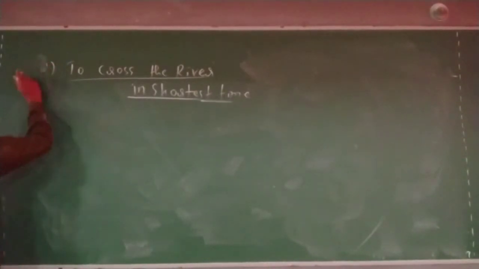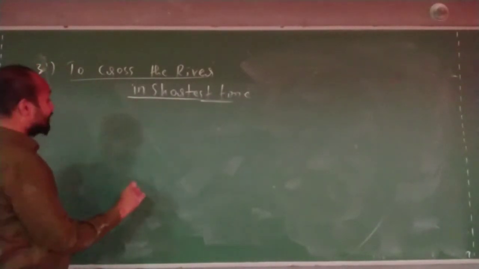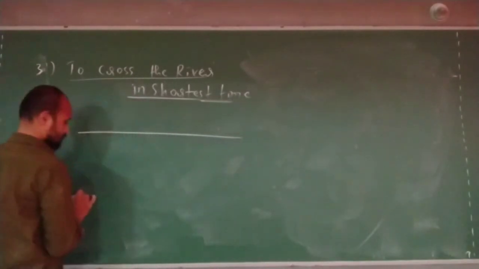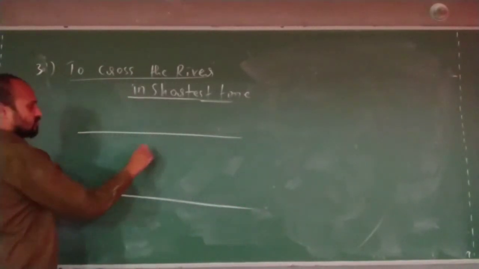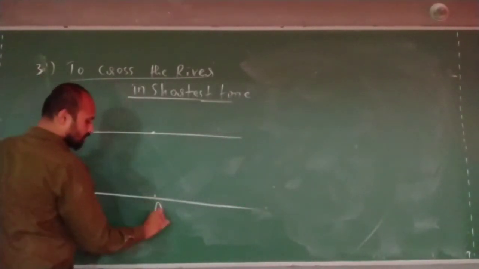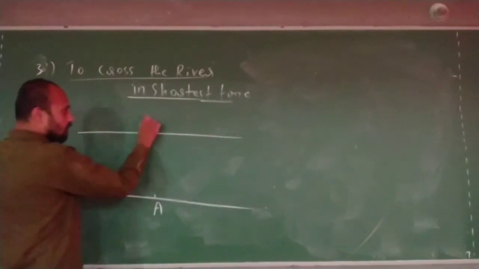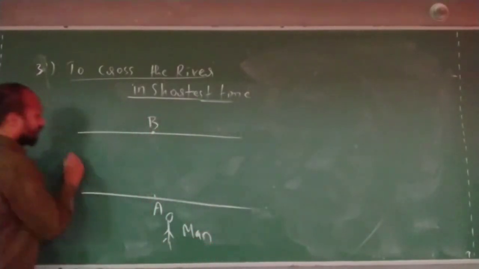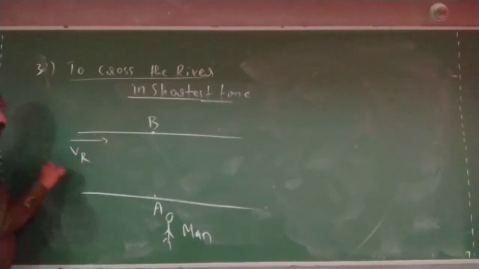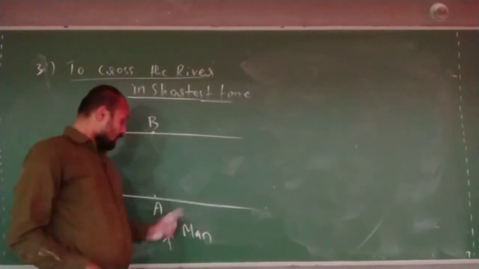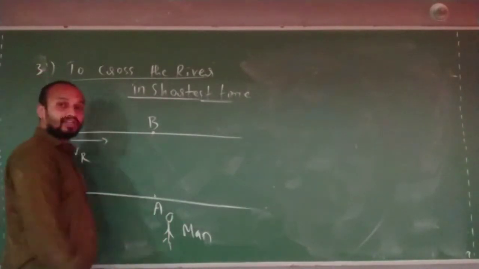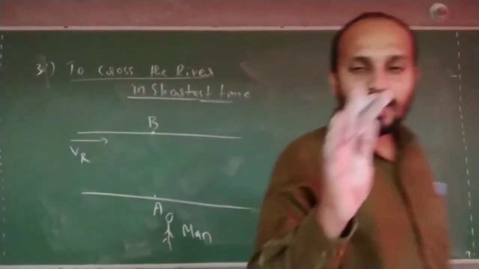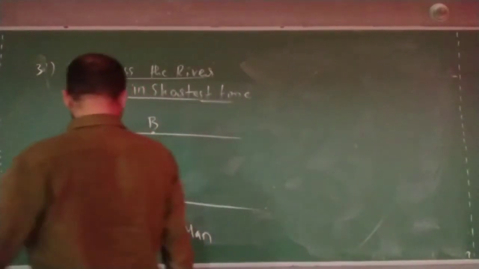Next, the third one: crossing the river in the shortest time. Let us take this point A to B. Now imagine this man, and the velocity of the river is VR. Imagine this person has to reach in the shortest time. What direction does he have to travel?